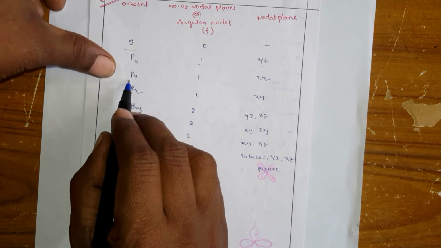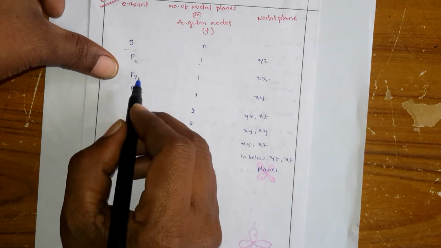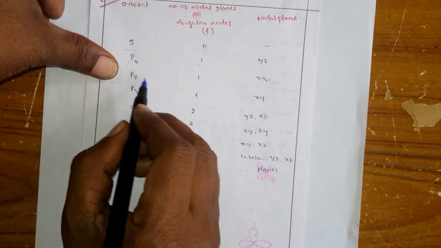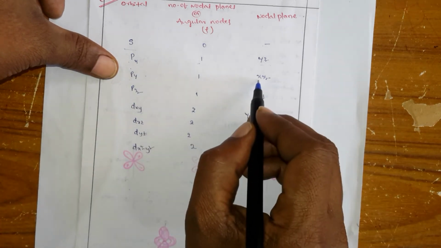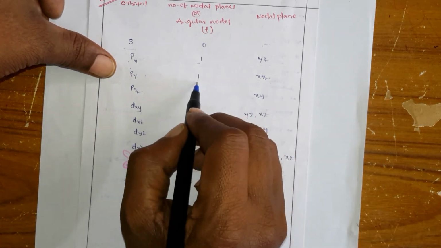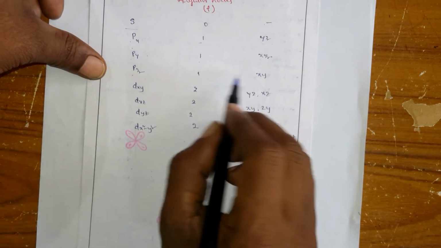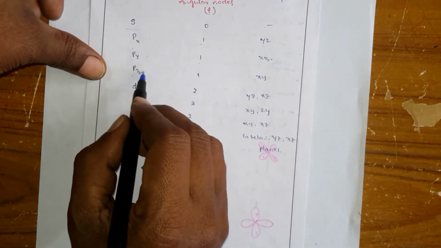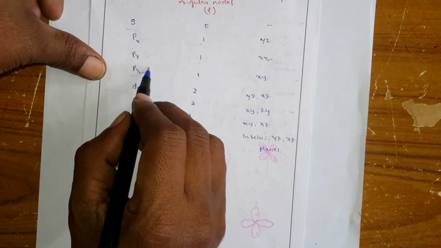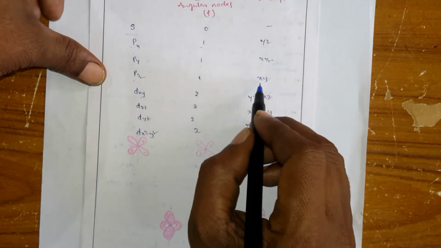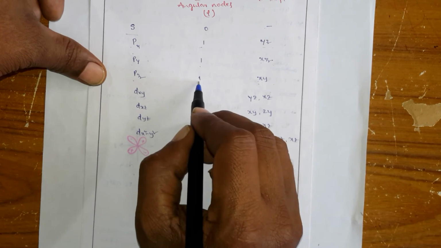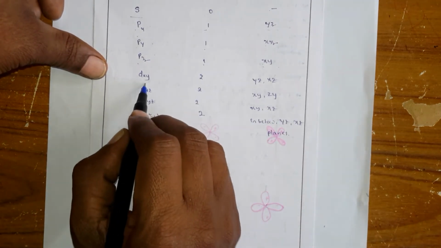Okay, and come to the same thing for the py. You know that the lobes will be present along the y-axis. So obviously along the xz direction there will be a node. Similarly for the pz, there is an electron cloud along the z-axis, and obviously along the xy plane there is a node.